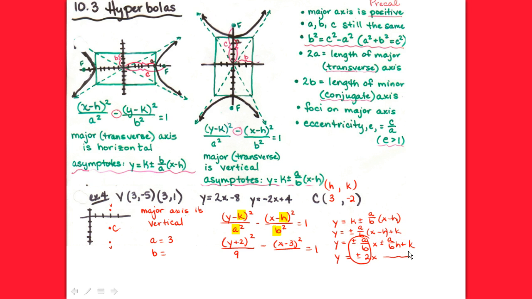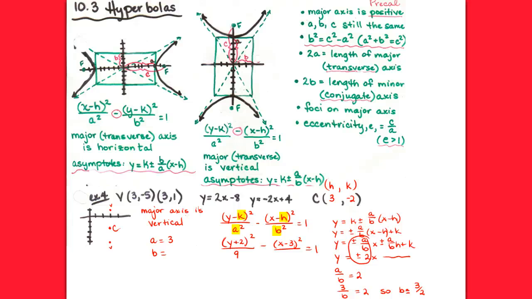So if I look at the equations that they gave me, Y is equal to 2x minus 8 and Y equals -2x plus 4, I am interested in the number that's in front of X. And what's in front of X is plus or minus 2. So if I match those up, then plus or minus 2 is going to be equal to plus or minus A over B. So I'm going to write that as an equation. 2 is equal to A over B.